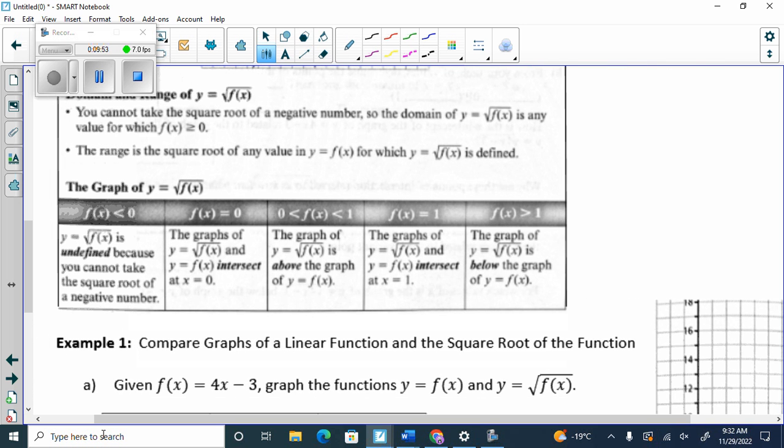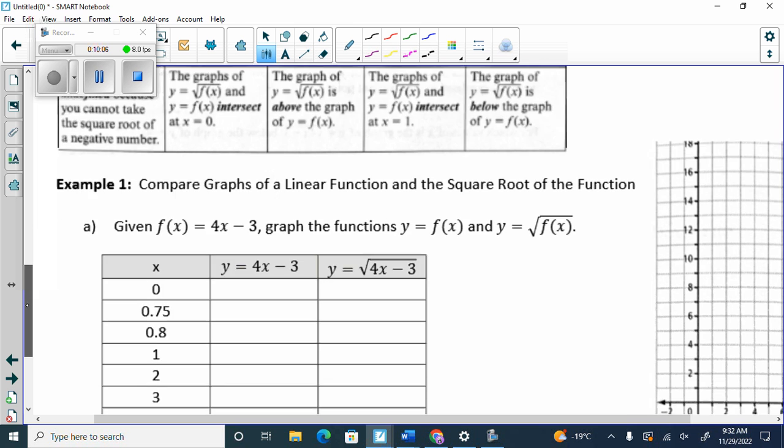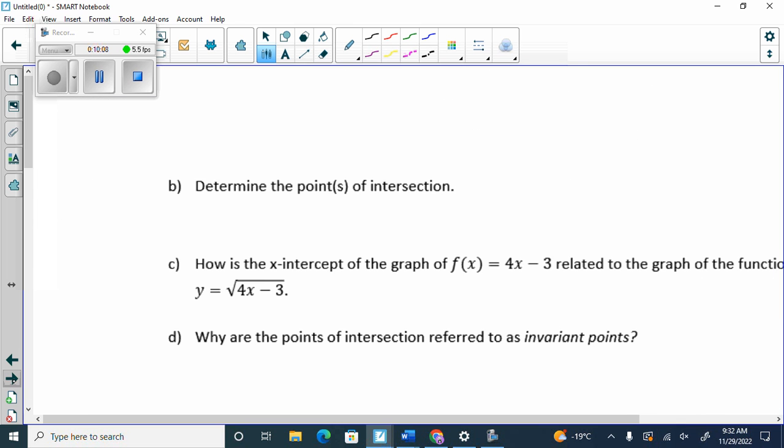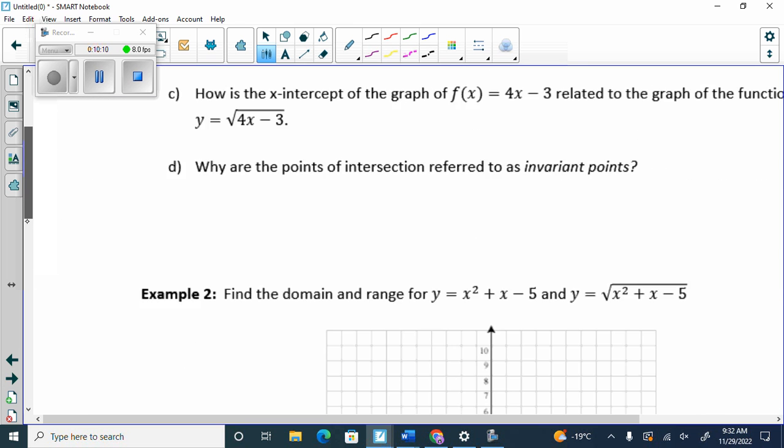If f(x) is less than 0, it's undefined because you cannot take the square root of a negative number. If it's equal to 0, that's where it intersects. These would be invariant, invariant. The graph of y equals f(x) above and then below. So we're going to flip over to here.